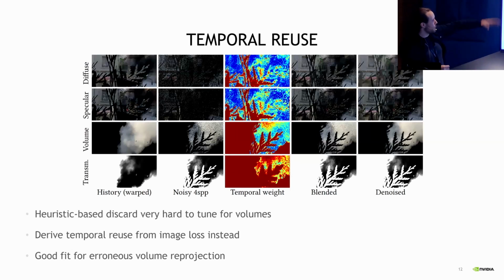So to go through the figure here, we have the 4 buffers we want to denoise as rows. And then we have the warped history in the first column, and the new input, 4 samples per pixel path traced data, demodulated in the 4 channels. And then we use the temporal weight in the middle in order to determine which of the history data we want to use or which one we drop. In this case, red means we drop the history, and blue means we keep the history. So we also find stuff like occlusions like this. We want to drop the history because it's not present in the history. And then we blend the history together with the new data and denoise it and present it on screen.